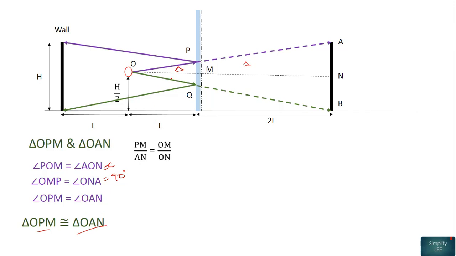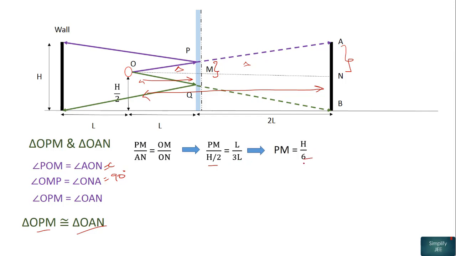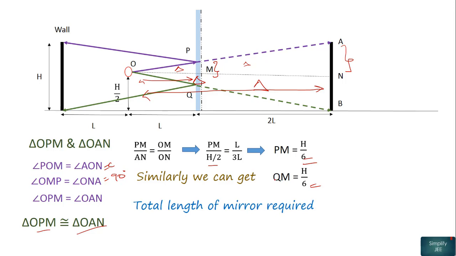Hence, we can write that this length PM upon this length AN, the ratio of these two lengths, will be equal to the ratio of lengths OM and ON. Hence, we can write this equation as PM upon h by 2 equal to L upon 3L. From here, we can find PM as equal to h by 6. Similarly, using the bottom two triangles, we can get QM equal to h by 6. Hence, the total length of the mirror required to see the full image of the wall by the observer will be equal to PM plus QM, hence 2h by 6 or h by 3.